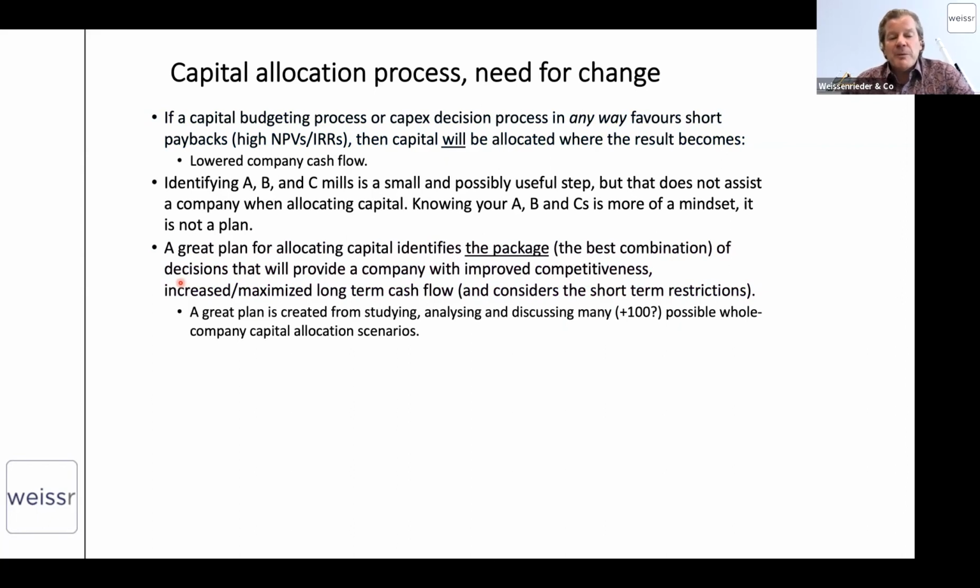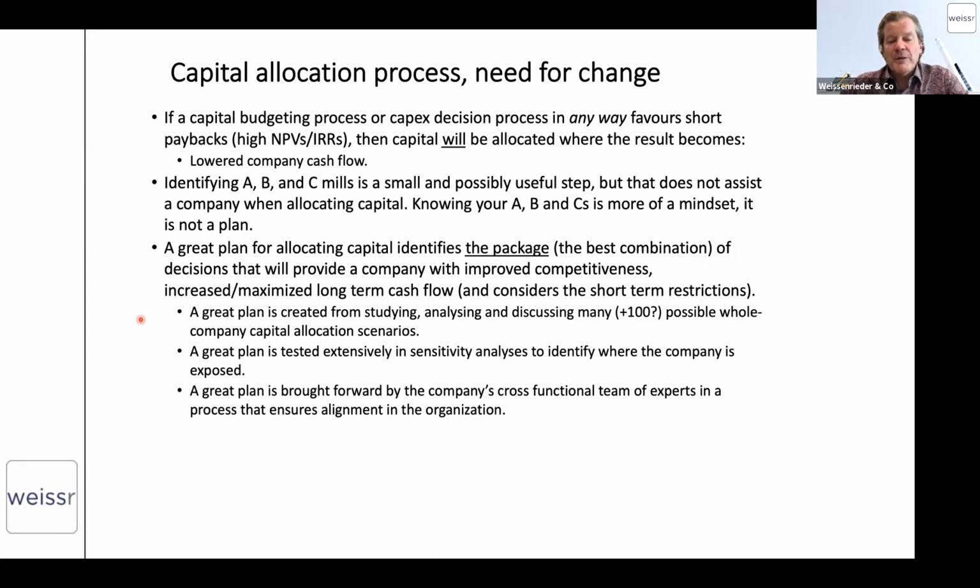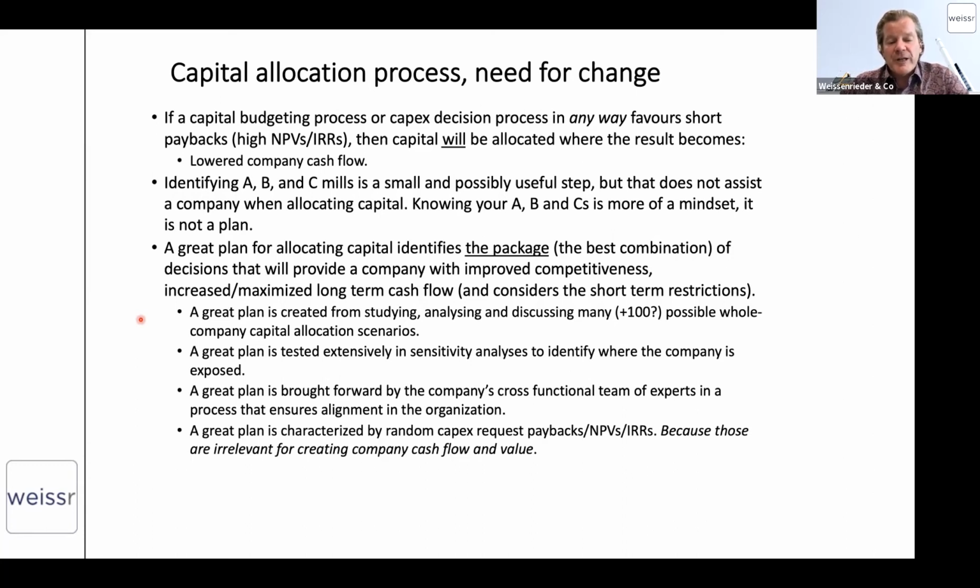I'll continue. A great plan is created from studying, analyzing, and discussing many possible whole company capital allocation scenarios. You must always look at the whole company at the same time, not at isolated decisions. A great plan is tested in sensitivity analysis. A great plan is brought forward by a company's cross-functional team of experts. And it's characterized by random Capex paybacks. They're completely all over the place. Why? Well, because those are irrelevant for creating company cash flow and value. That's kind of disturbing, isn't it?